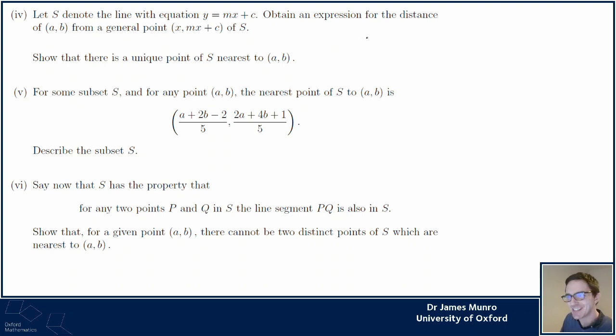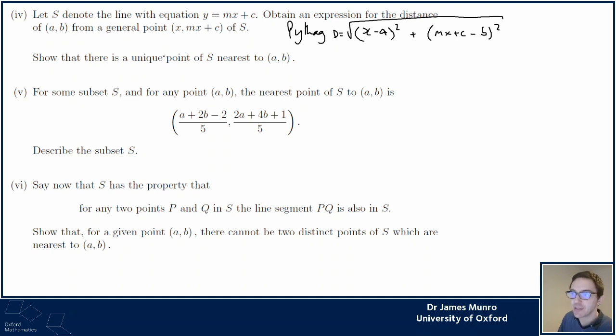Part four changes tack a little bit and asks us about the distance from a point to a line. That's just Pythagoras. So we can write down Pythagoras to say what the distance is. x minus a, the difference of x coordinates squared, plus that y over there is mx plus c minus b squared, and then take the square root.